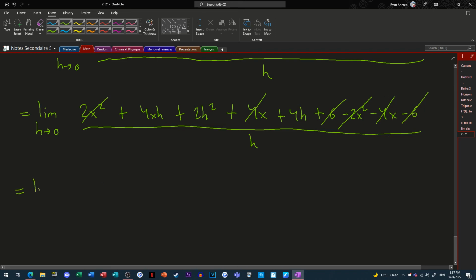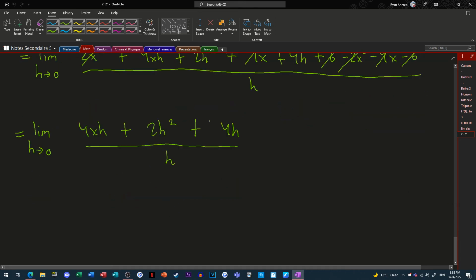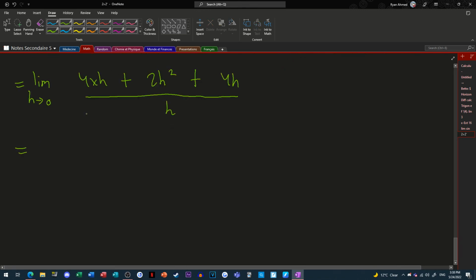And all I'm left with is the limit as h approaches 0 of 4xh plus 2h squared plus 4h all over h. Now we have h in every single term over here, so we can factorize it, and by factoring out an h from this expression, we can divide it with this h over here and get it out of the denominator, which is going to help us evaluate the function. So I'm going to factor out an h on the numerator. This becomes the limit as h approaches 0 of h times (4x plus 2h plus 4) all over h. And when you look at that, I can take this out and this out because they cancel each other out.